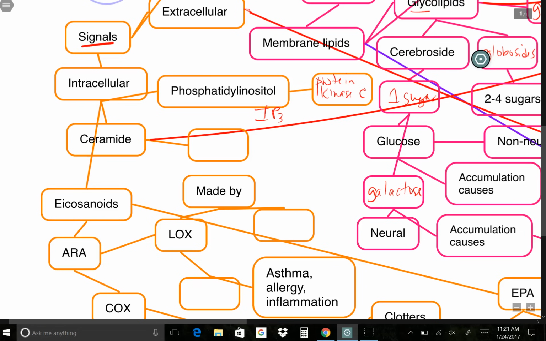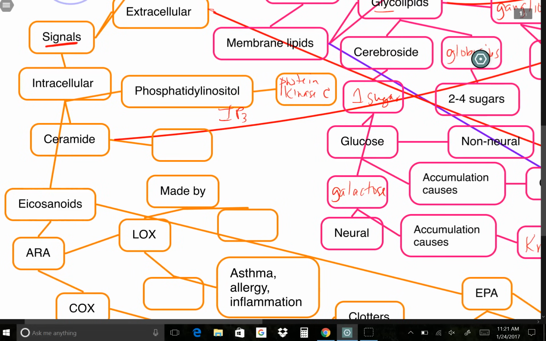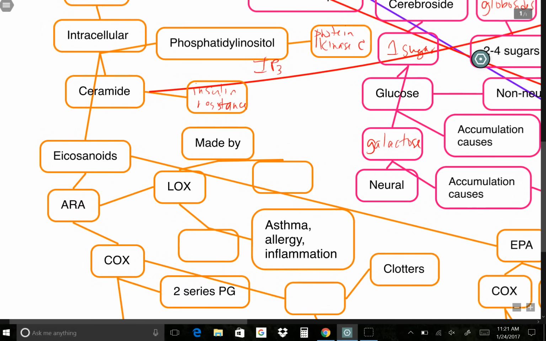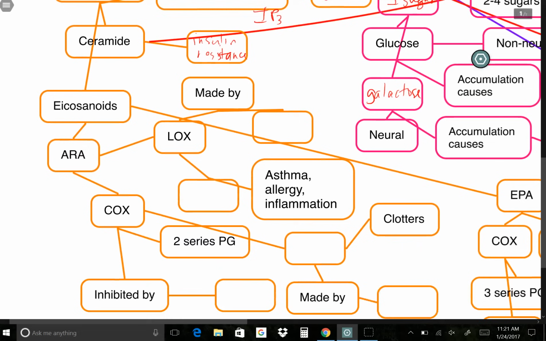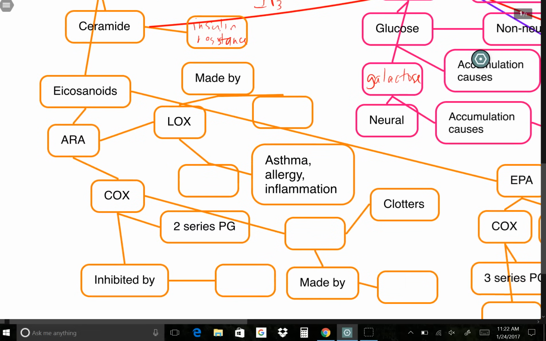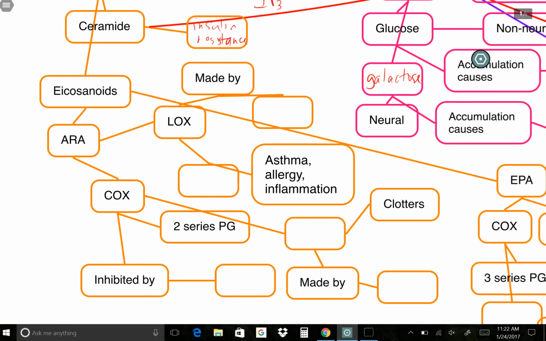Ceramides we've already talked about. Those are the sphingosine backbone and a fatty acid to make up ceramide. Too much ceramide has been associated with insulin resistance and a lot of inflammation. And then lastly, we have our eicosanoids that are made from arachidonic acid, or they're made from EPA.